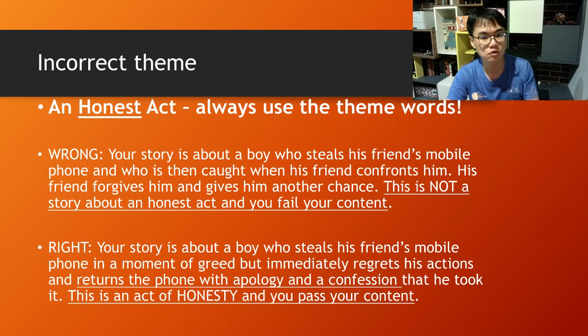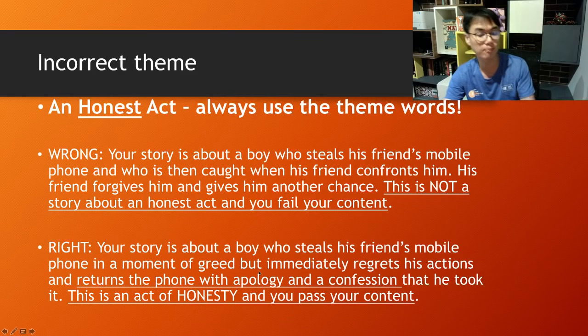So you must be very careful when you're writing a story that you do not write out of point. If it's an honest act, your story must be about someone who does something honest. And the honesty is what will get your marks, nothing else. So if you're writing about forgiveness or second chances, you will fail your content because your story is not centered around an honest act.